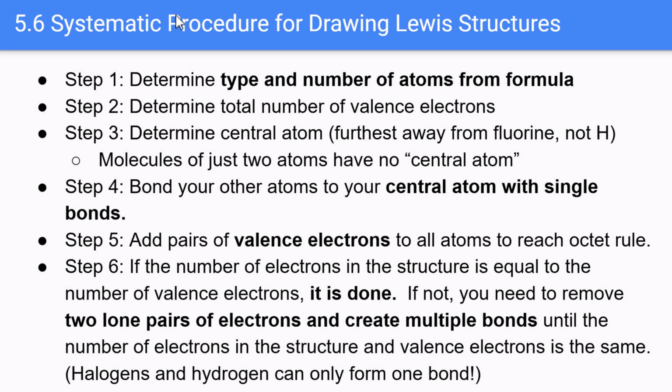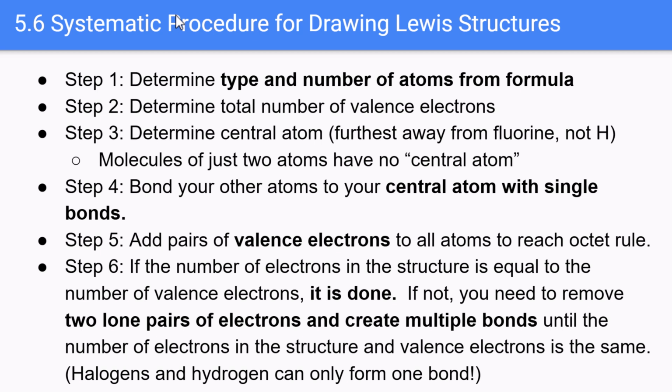Step 3 is determine the central atom. This is the atom that is furthest away from fluorine but not hydrogen. I'll repeat that. Determine the central atom. It is the furthest away from fluorine, or not hydrogen, or if you're familiar with the concept of electronegativity, it is the least electronegative atom that is present in the compound that is not hydrogen. If your molecule has just 2 atoms, there really is no central atom, because 2 atoms are just going to bond together. It doesn't tell you how the atoms bond together because it doesn't need to, right? 2 atoms are just going to bond together.